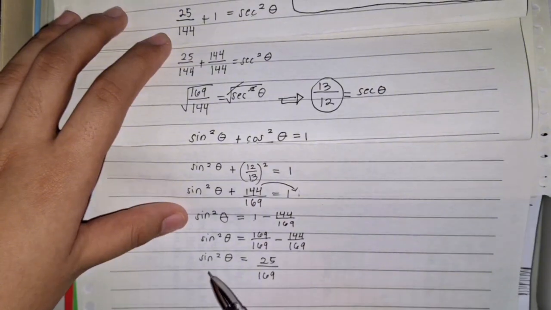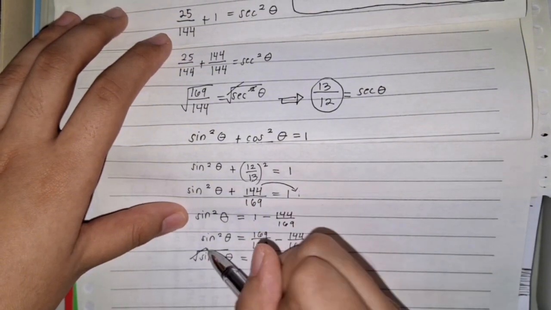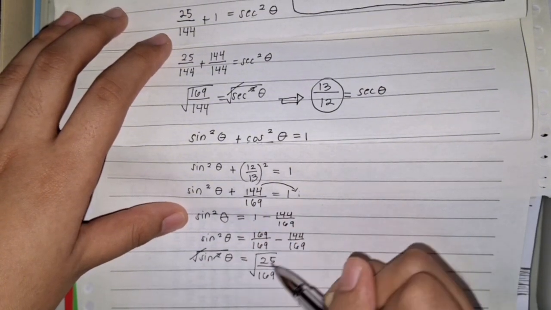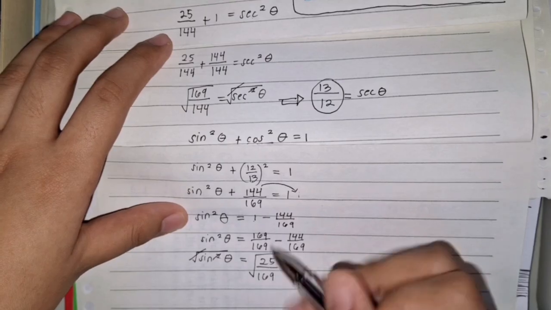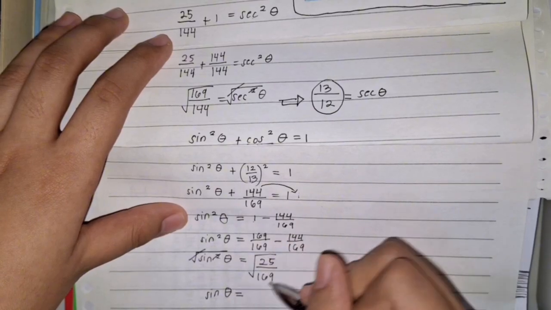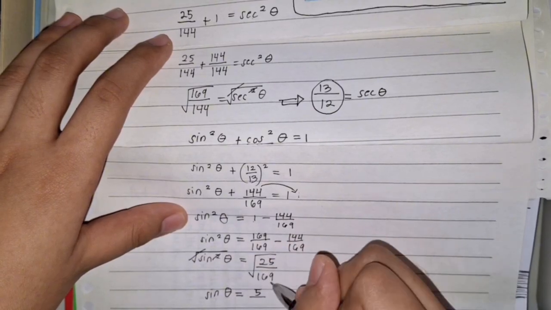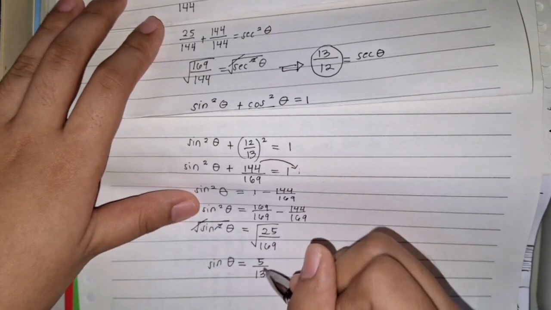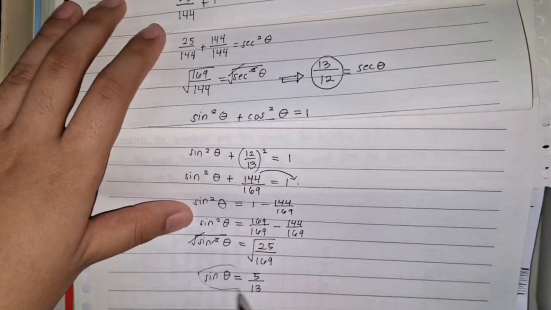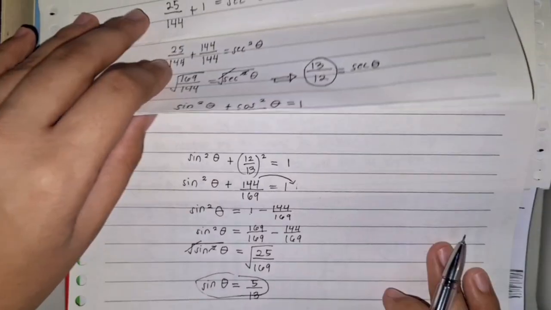Since it is raised to 2, we can square root this value and cancel out. So, the square root of this fraction, square root of 25 would be 5, and square root of 169 would be 13. Therefore, we obtain the value of sine theta as 5 over 13. We can write it here.